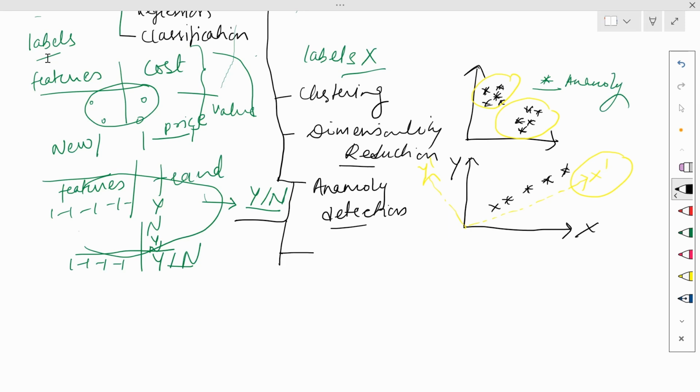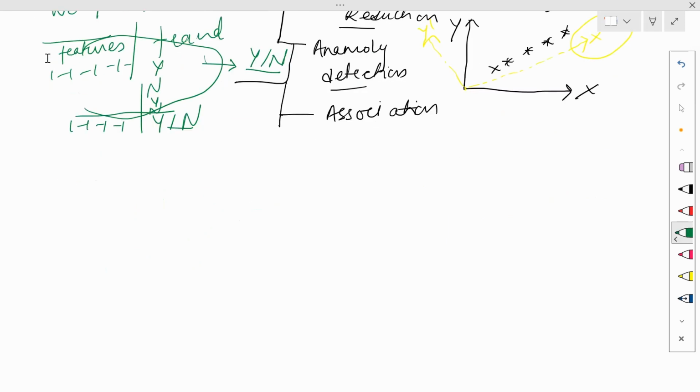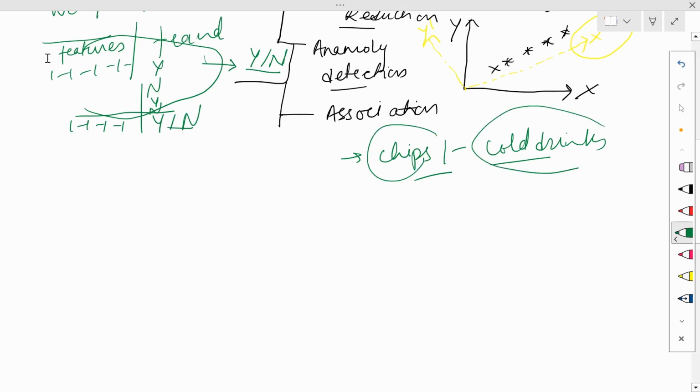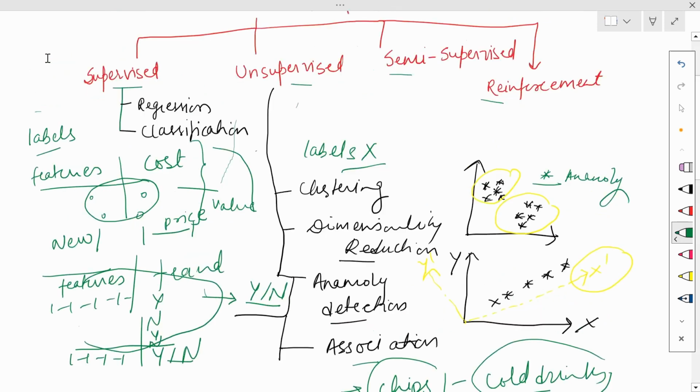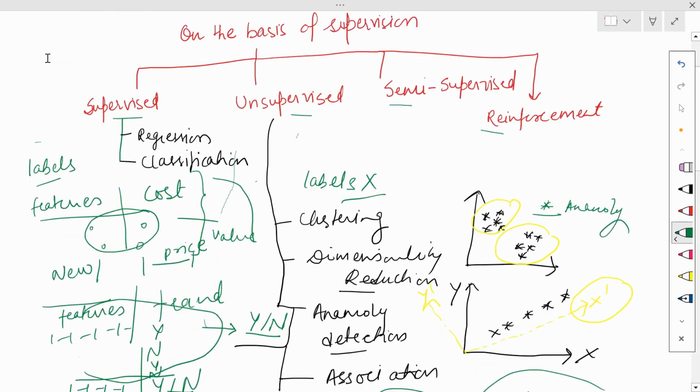The other category is association. Assume that you work for a supermarket. In supermarkets, it's the general tendency that if someone is buying chips, then they are likely to buy cold drinks also. So there is an association between chips and cold drinks. If we are able to find this out, then we can have the counters of chips and cold drinks side by side. That's how association works. The other categories are semi-supervised and reinforcement learning.